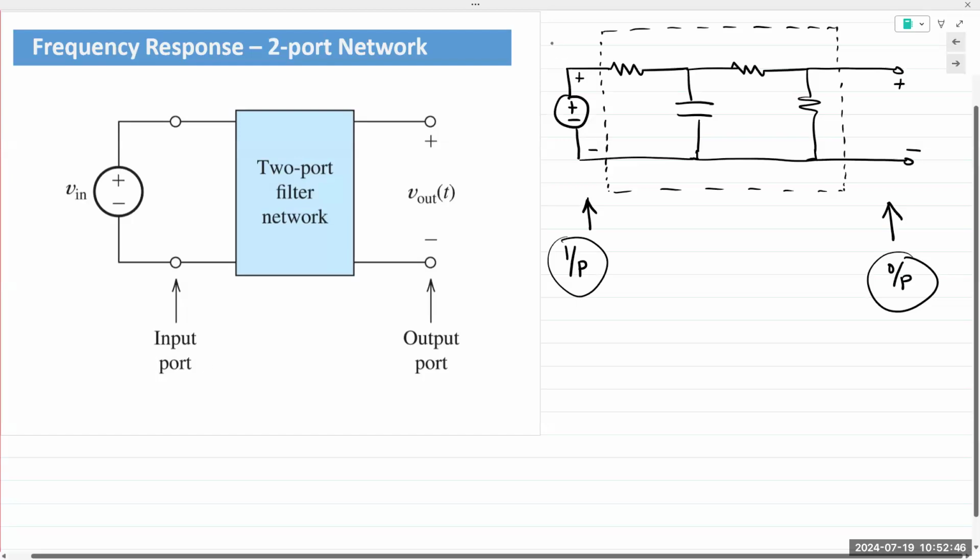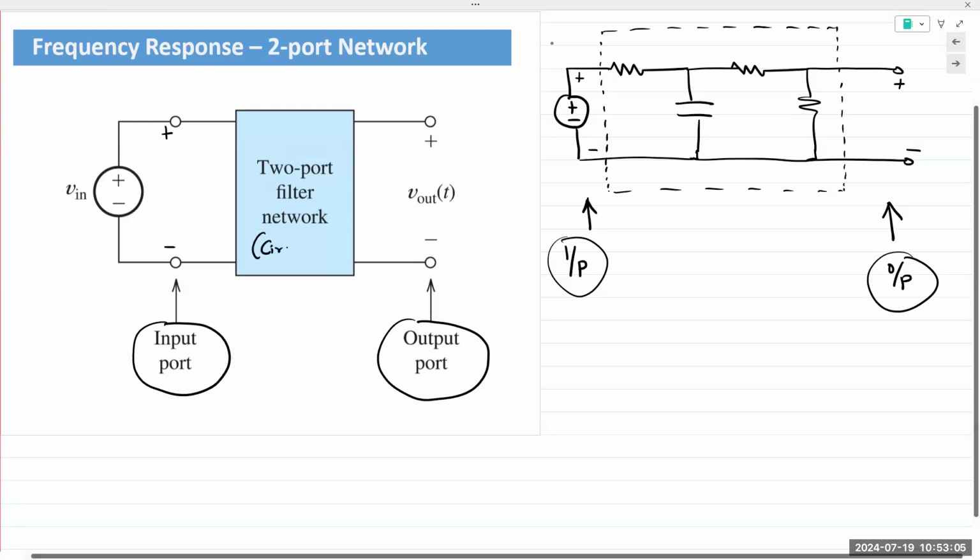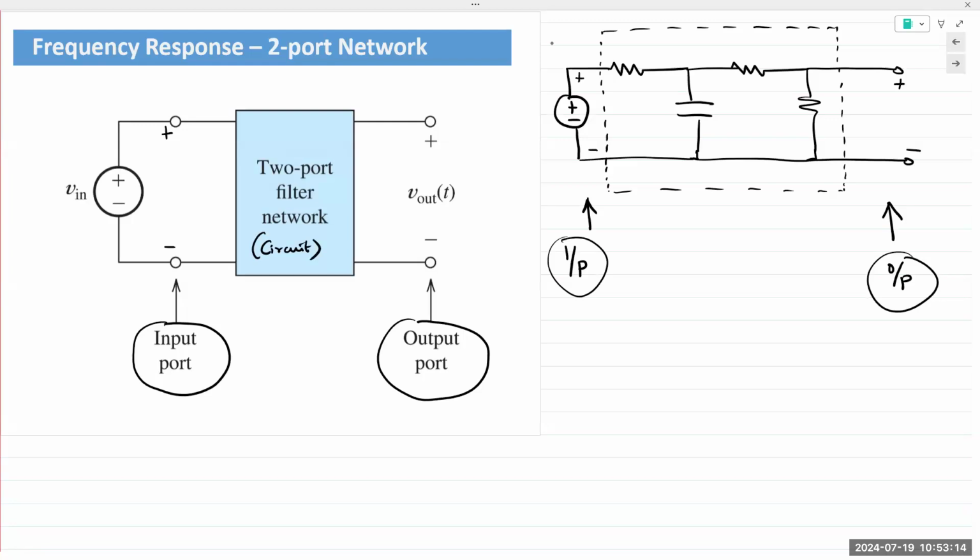So on the left side, the pair of terminals that we have, we combine them together and we call it the input port. And on the right, we say it's the output port. And in the middle is our network or our circuit. Network is another name for circuit. And we call it a two-terminal, two-port network. It has an input and it has an output.